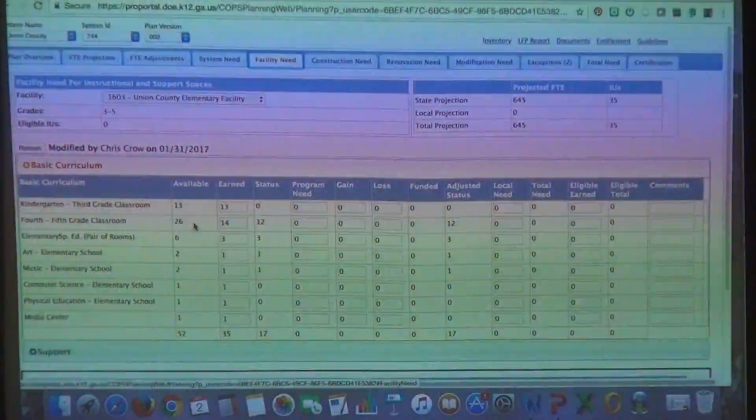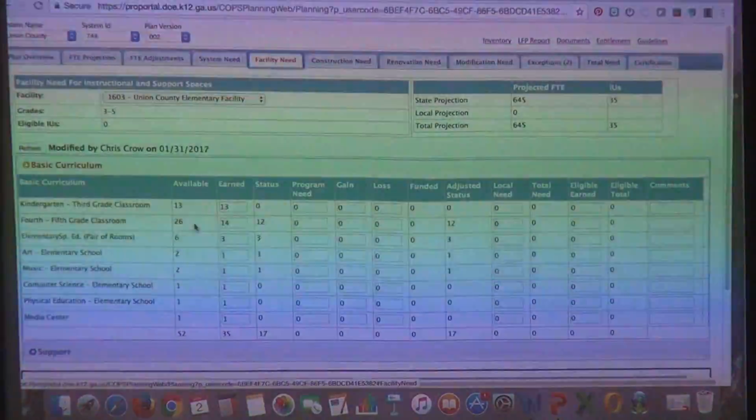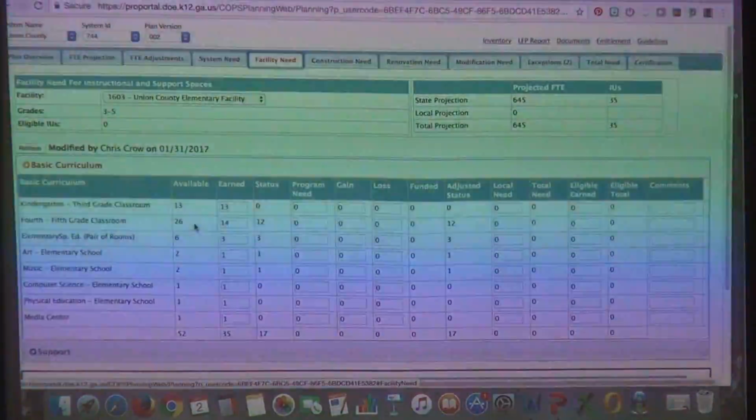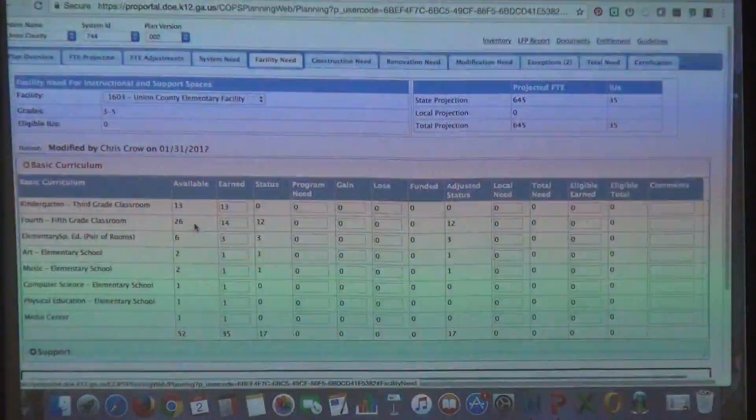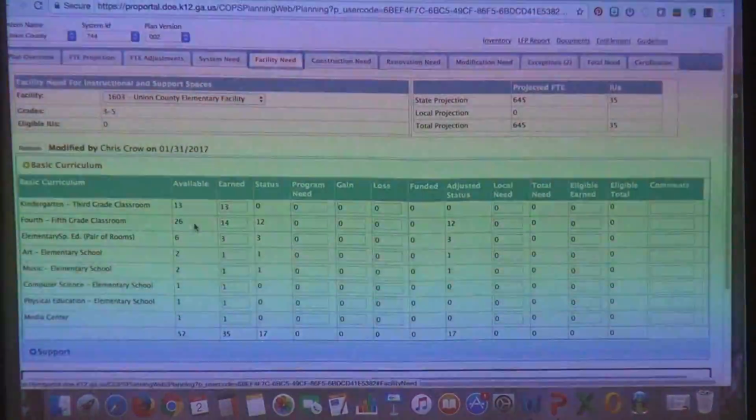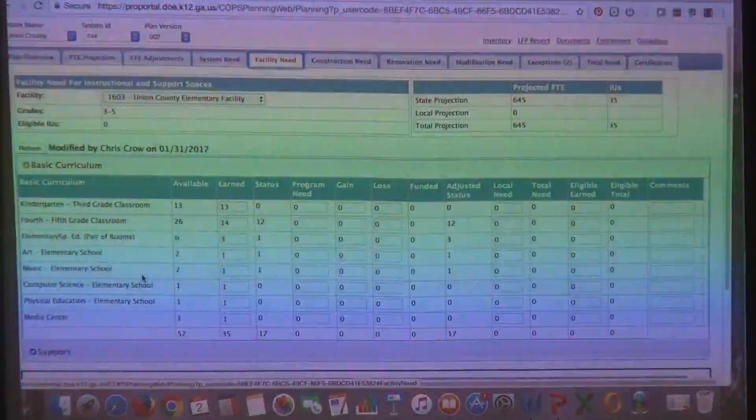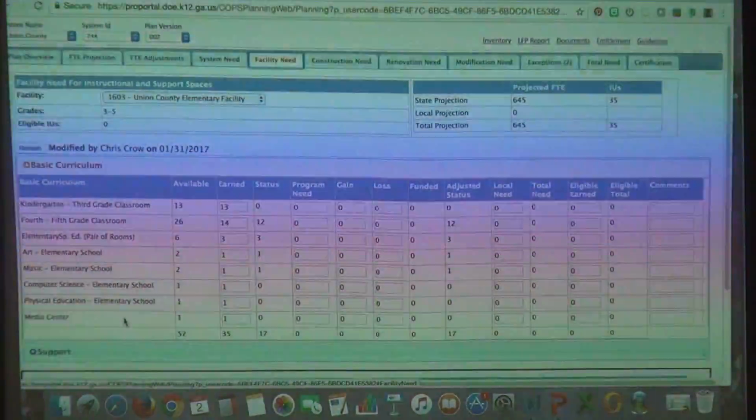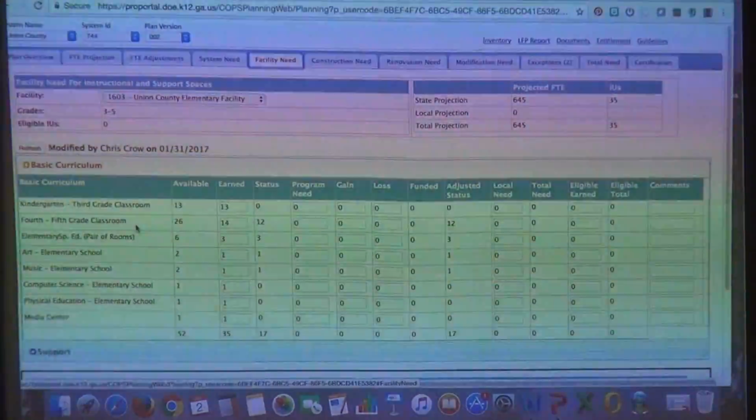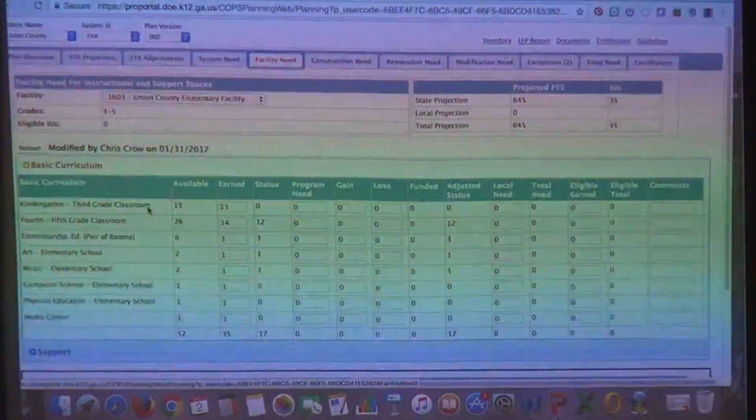But that's according to the state, those 26 would be at least 600, right? Probably at least 660 for 4th and 5th. Okay. You have art rooms, you have music, computer science, a gym, and a media center. So those are all recognized as needed spaces in your school.